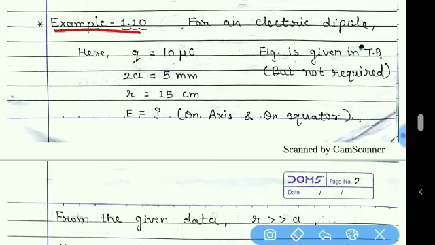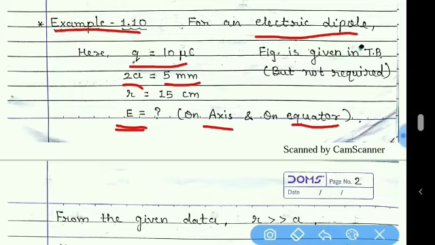Now here it is given that for an electric dipole the charge is 10 microcoulomb and the distance between the two charges, which is represented symbolically as 2a, is 5 mm, and we want to find the electric field on the axis of a dipole as well as on the equator, at a distance r equal to 15 centimeter from the center of the dipole.